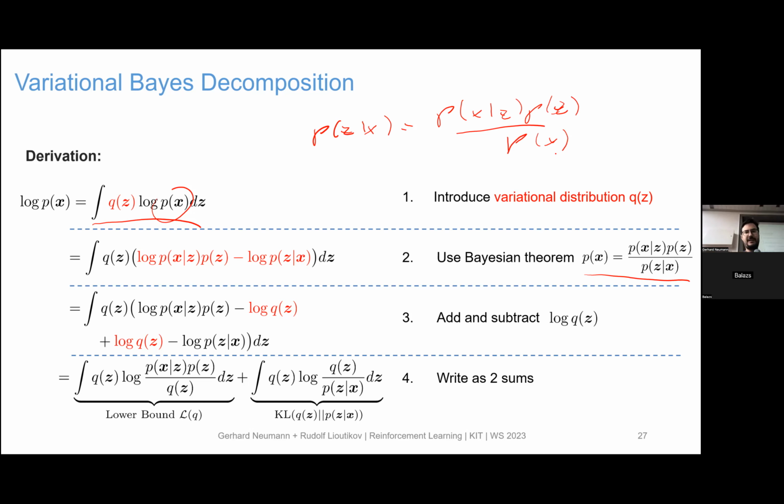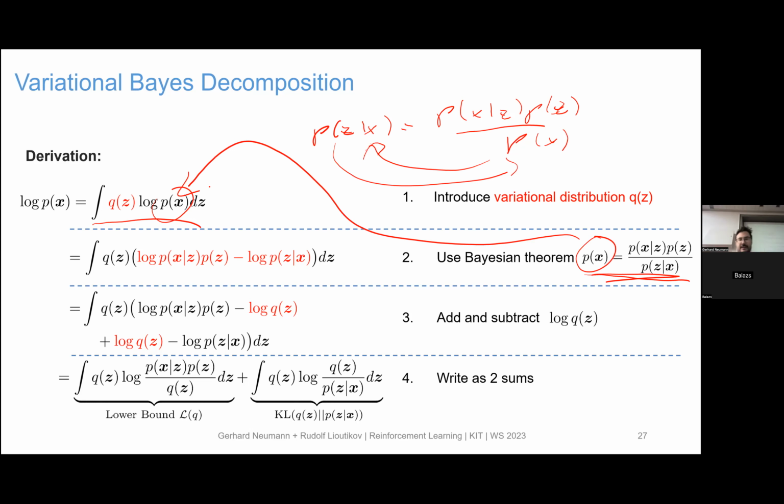And now I can just say, I multiply with P of x and I divide by P of z given x. So I just exchange these two guys. And then I get here. So this also holds always, isn't it? P of x is P of x given z divided by P of z times P of z divided by P of z given x. And I can just take this and plug it in to get to this equation.